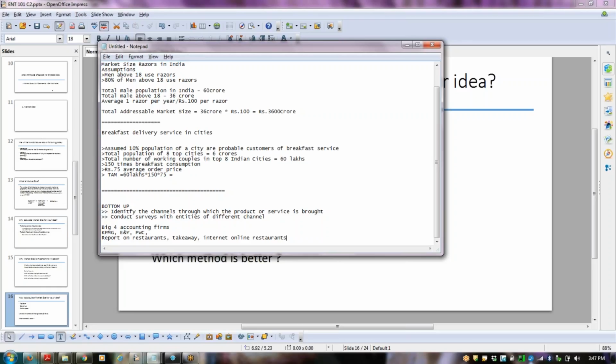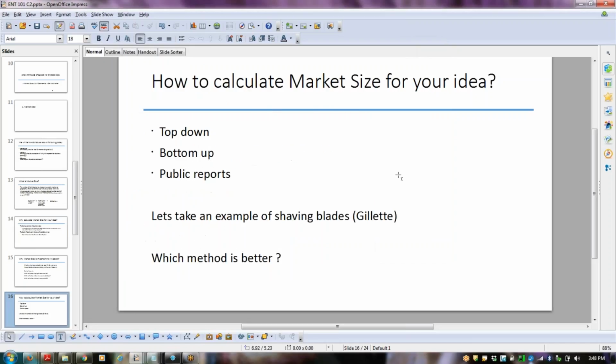Then you also go to the public reports pertaining to your domain. So with this set of information, you should be able to come up with a comprehensive market size. Okay. So is that fine till now?